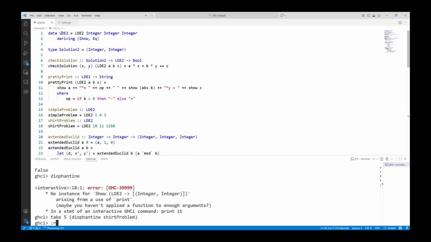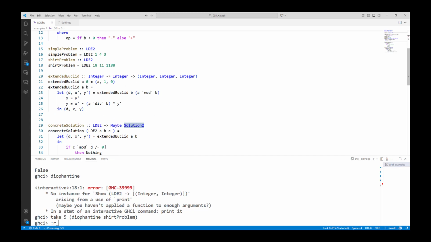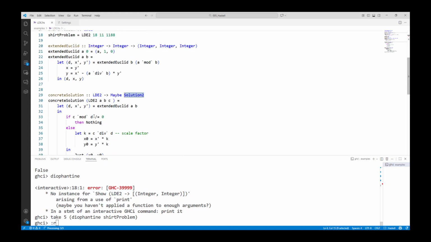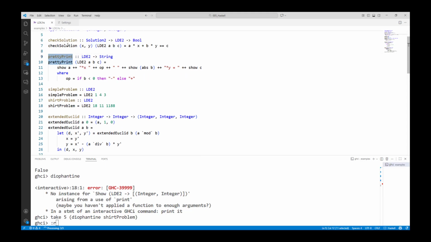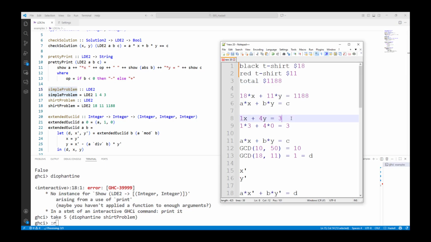We started with LD2, pretty much saying this is a linear Diophantine equation where we have the 3 integers. Then we went to the type of the solution where we only have the 2, the red and the black t-shirts. We went through pretty print, which was in the first video. We had an option to check the solution. Then the simple problem definition, which was, if you remember, this one here, and the solution was 1 times 3 plus 4 times 0 is 3.